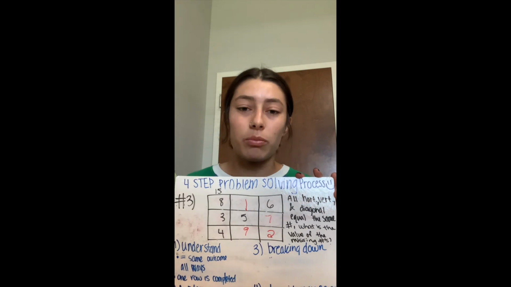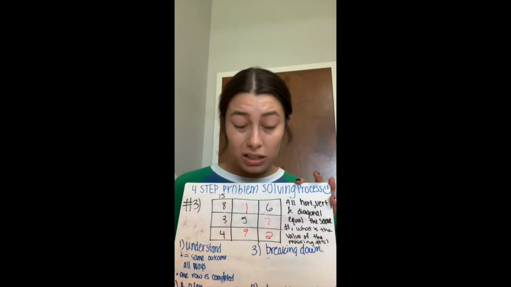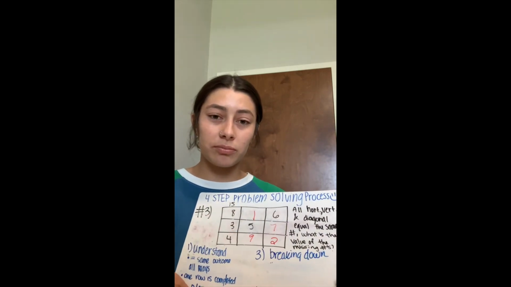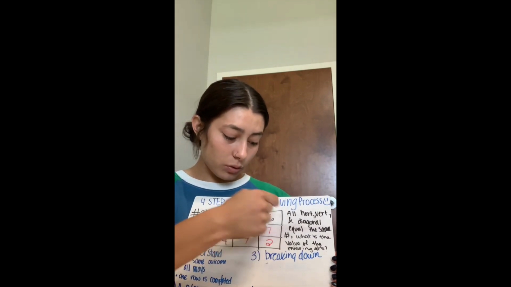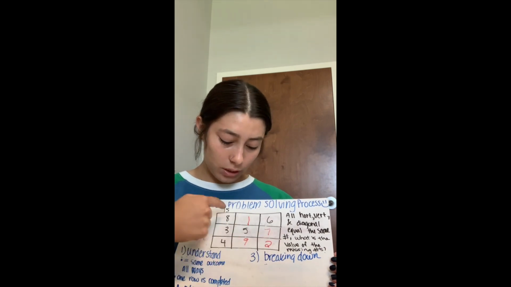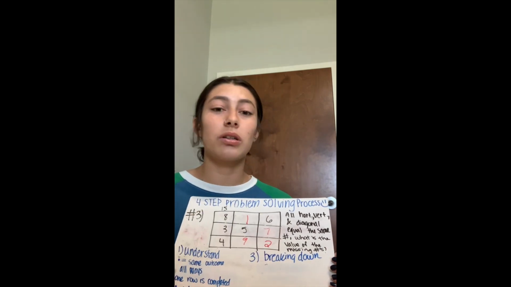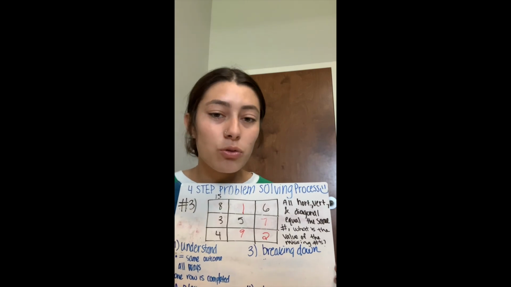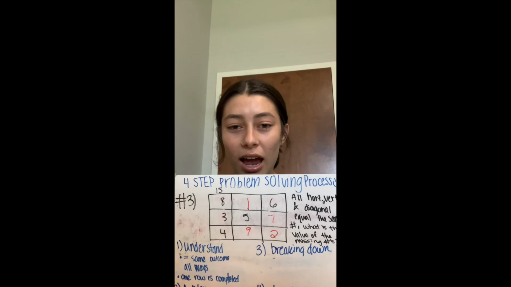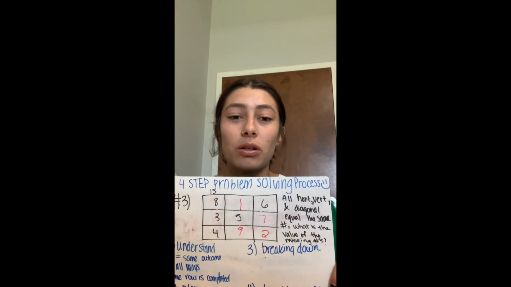And last, we had to look back. So the easiest way to look back on this problem is just to add them all. Just make sure going this way equals 15, this way 15, this way 15, and every diagonal will give us 15. And if you do that and each one adds up to 15, then you know you've done the problem right. I hope you guys understand the 4-step problem solving more.